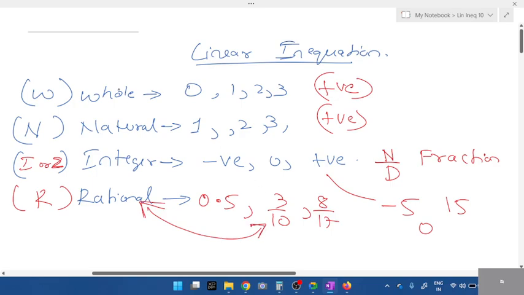Just make a note. Just write it. Put the heading as linear inequation. It's a very easy topic. For board exam, you get 3 to 4 marks. You'll get one 3 marks question and one MCQ question. Sometimes you get 4 marks or 5 marks.